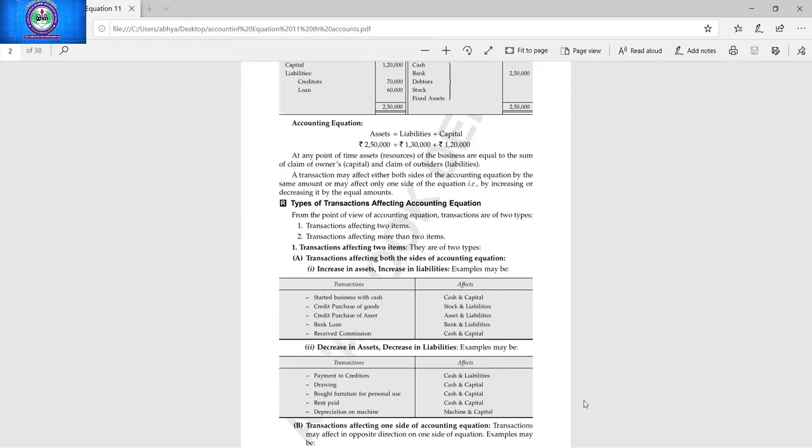Cash and stock. Cash will increase and the stock will decrease. Very good. Cash will increase because whenever we are selling goods on cash, then we must be getting cash. Yes, very good understanding, students.